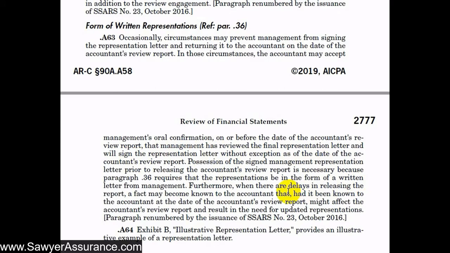And that's because when there are delays in releasing the report, a fact may become known to us that, had it been known to us at the date of the review report, might have affected the review report and resulted in the need for updated representations.